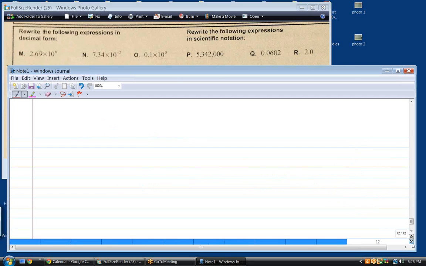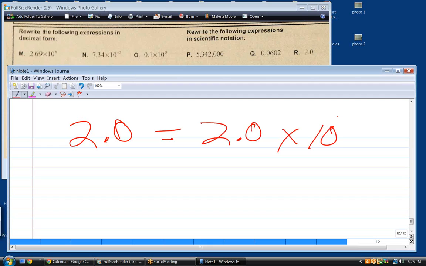How about R? 2.0. Write it in scientific notation. 2.0 times what? 10 to the 0. Good.